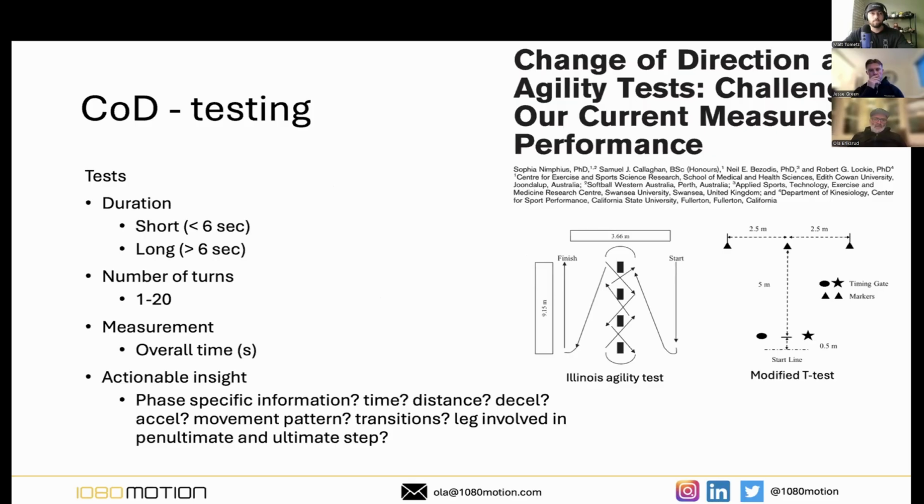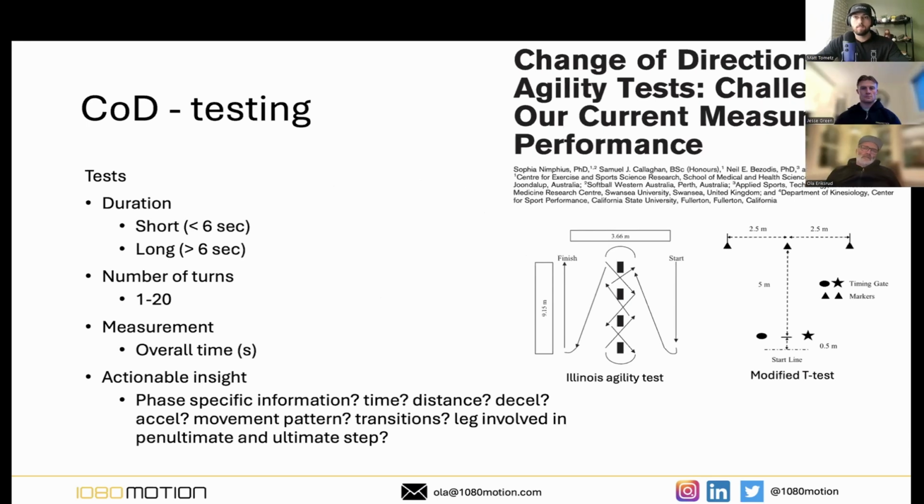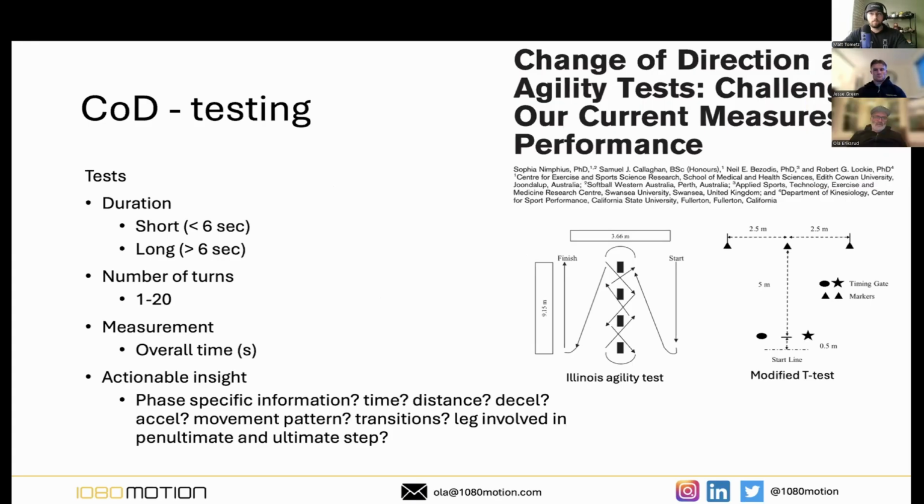Sophia came up with this lovely paper. It's almost getting to be 10 years ago now. The point is there was a myriad of different tests, shorter or longer in duration, with a variable number of turns, and the overall measurement was how we quantify this performance. She was calling for, and rightfully so, very specific information, because a lot of these tests were highly correlated with linear sprint, and we didn't really get an insight into change of direction.